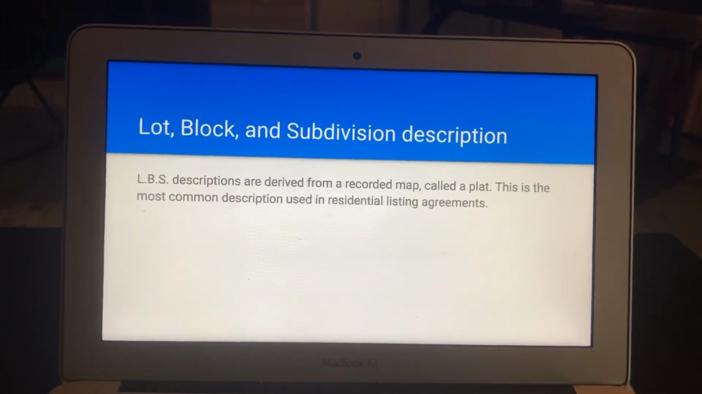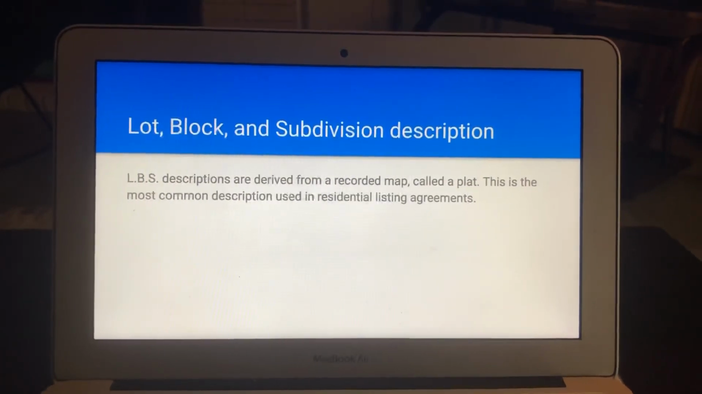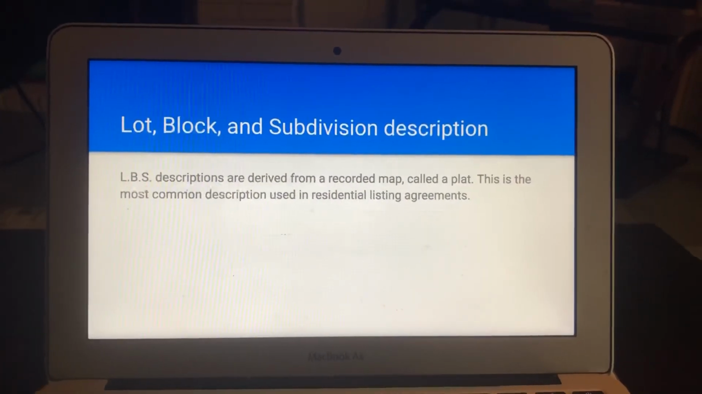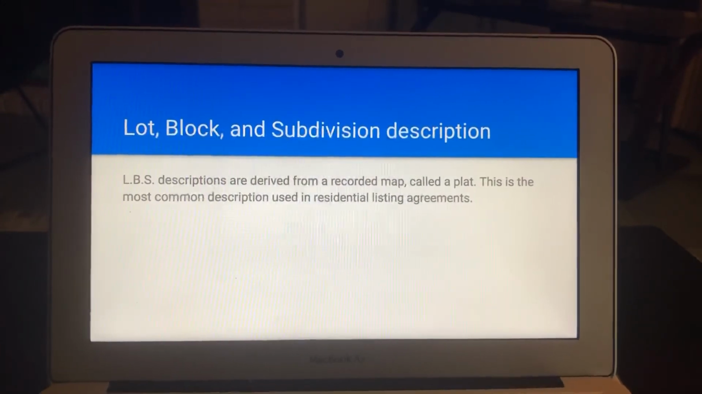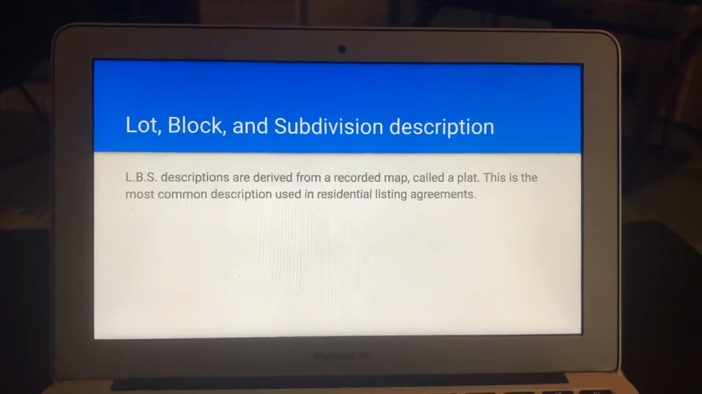The next one, you have lot, block, and subdivision description. Lot, block, and subdivision descriptions are derived from a recorded map called the plat. This is the most common description used in residential listing agreements.